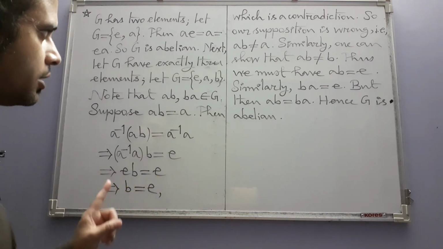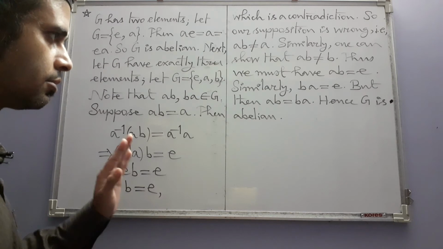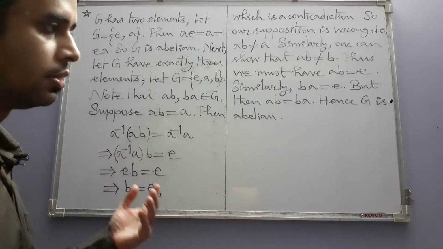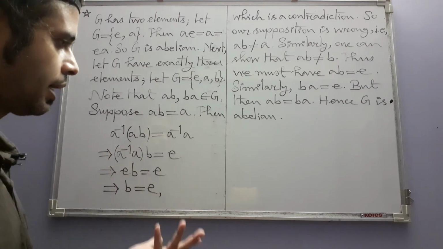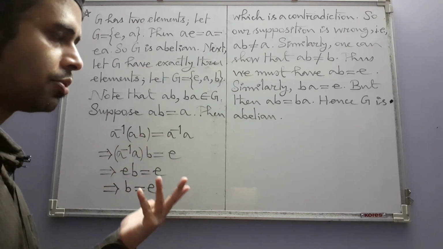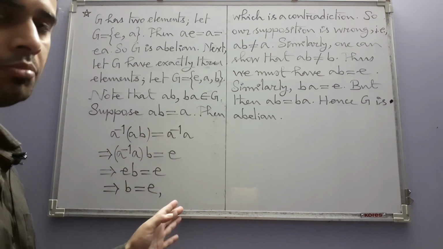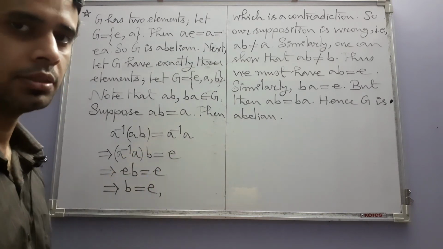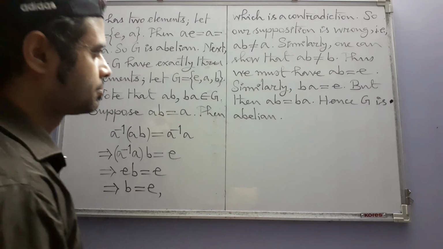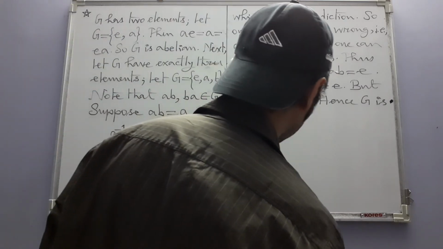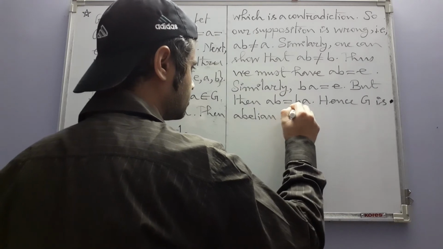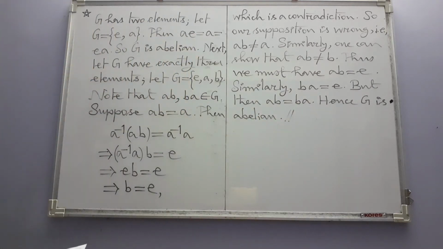In fact, this result is true not just for 3, 2 or 1 elements, but for 4 and 5 elements also. Groups which have at most 5 elements are all abelian. Non-abelian groups start from 6 elements. And one such group, of course, is our S3, which has 6 elements. So this completes the solution.